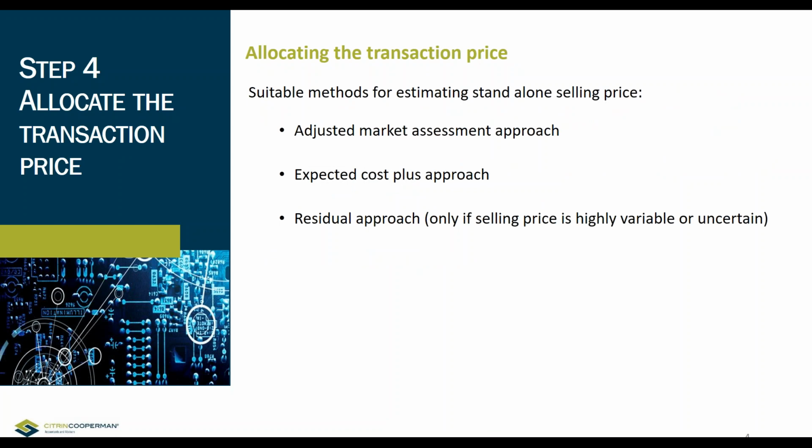The standard suggests that the suitable methods for estimating a standalone selling price are the adjusted market assessment approach, the expected cost plus approach, and the residual approach, but only if the selling price is highly variable or uncertain. In this case, Simple Software Co. has access to market information and notes that competitors charge between $25,000 and $35,000 per annum on a multi-year contract for the same services. If the company were to adopt a residual approach, it would allocate only $2,000 to the post-contract services. This is unlikely to be appropriate.